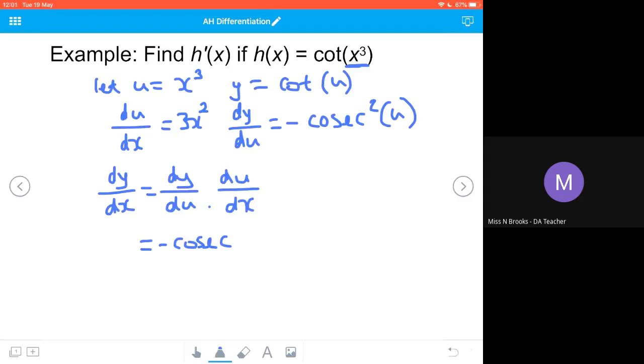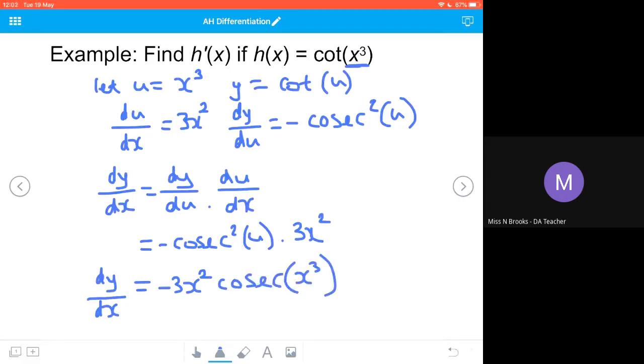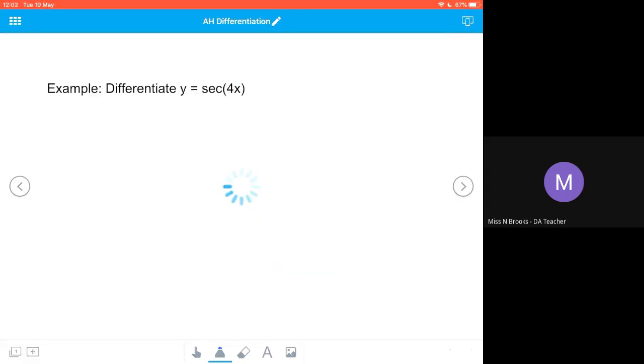cosec u all squared multiplied by 3x squared, and then our final step of working out is to replace that u with the x cubed. So our final answer, the derivative of y with respect to x, is going to be negative 3x squared and then the cosecant of x cubed all squared. So if we want to differentiate y equals the secant of 4x, again, we're going to use our chain rule.